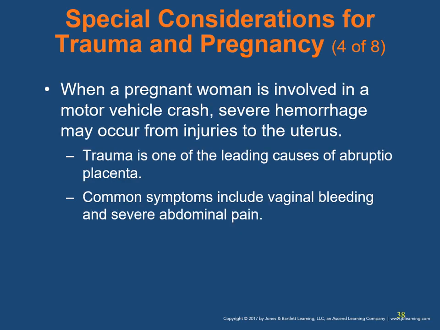When a pregnant woman is involved in a motor vehicle crash or a similarly violent mechanism of injury, severe hemorrhage may result from injuries to the pregnant uterus. Trauma is one of the leading causes of abruptio placenta. You should suspect abruptio placenta when the MOI is blunt trauma to the abdomen and the patient's signs and symptoms are suggestive of shock. Common signs include vaginal bleeding and severe abdominal pain. Quickly assess and transport the patient. Support the airway, administer high-flow oxygen, and place sanitary pads on the vagina. Position the patient on her left side and call for ALS backup.